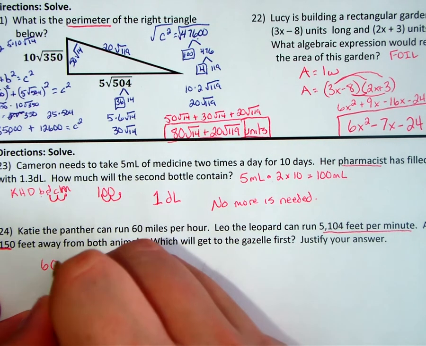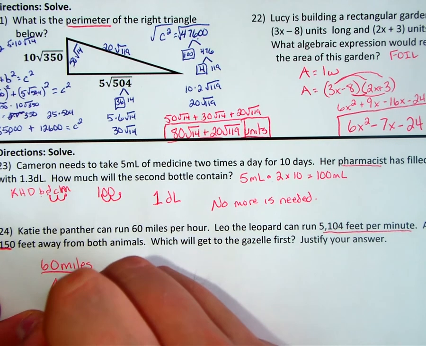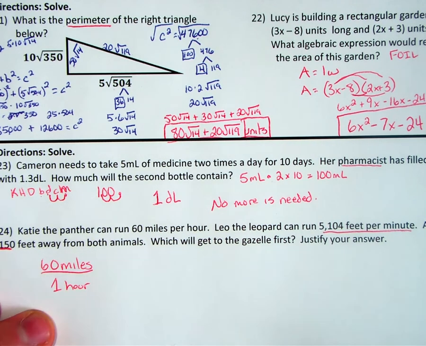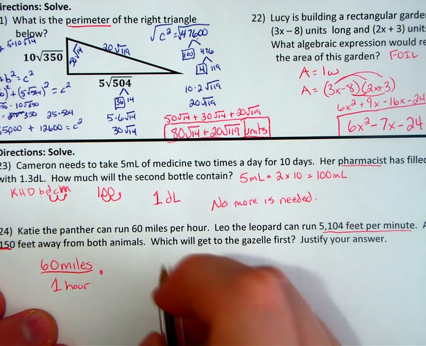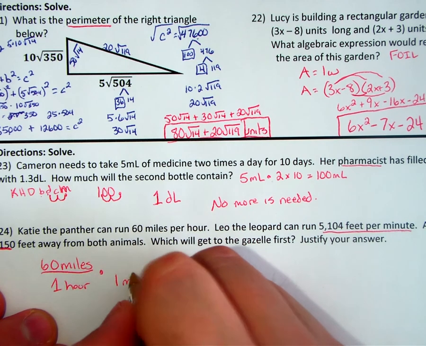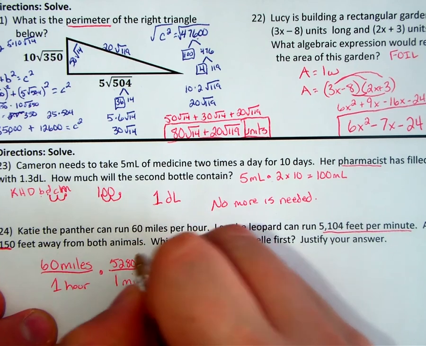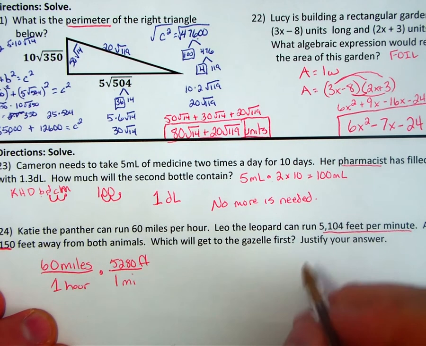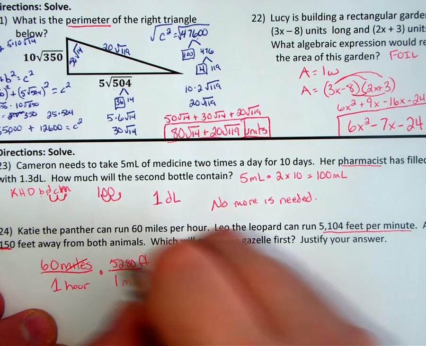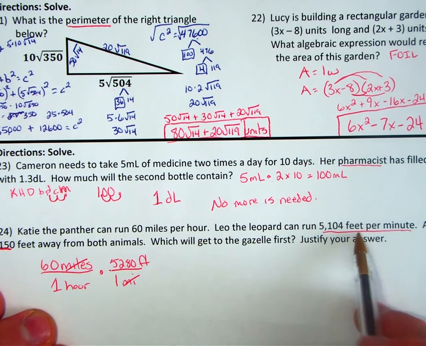Let's start out with our 60 miles per 1 hour. And we want to go from hours to minutes, and we want to go from miles to feet. So let's start with transferring my miles. We have 1 mile is equivalent to 5,280 feet, which means I can cancel out my miles units, and we're left with feet, which is what we want to be left with.